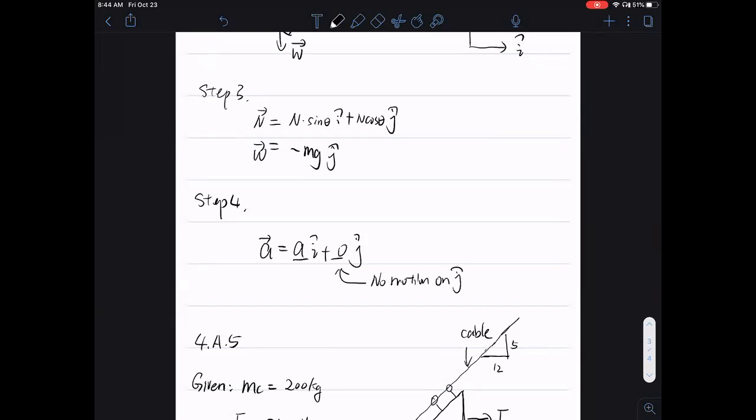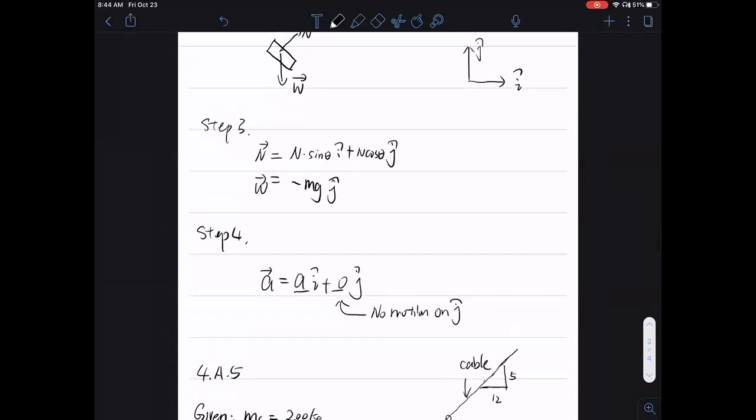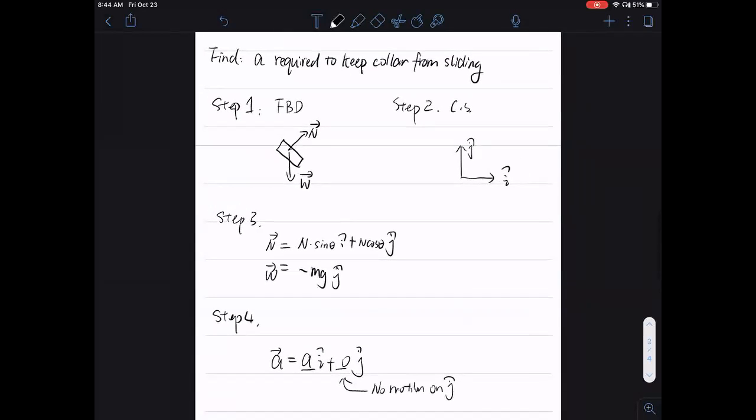Okay. So this problem actually is pretty simple. Now you have all the forces and acceleration. Step 5 is to assemble F equals ma, and you should be able to solve for A. Okay, wow, did pretty good. One more example. Any questions on this example?